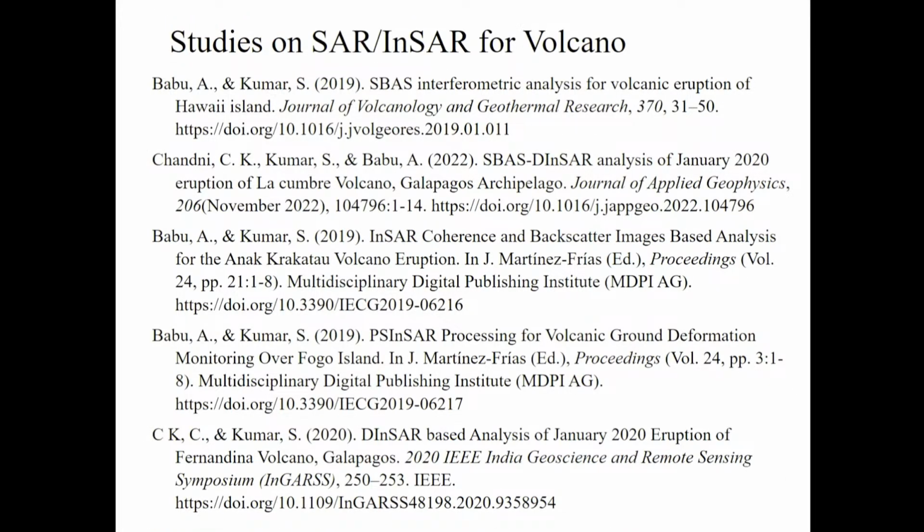Now these are a few studies which we carried out: SBAS-based interferometric analysis for the volcanic eruption of Hawaii Island, then SBAS and InSAR analysis of the January 2020 eruption of the La Cumbre volcano, InSAR coherence and backscatter based analysis of the Anak Krakatau volcano, PSInSAR processing for volcanic ground deformation monitoring over Fogo Island, and DInSAR based analysis of the January 2022 eruption of the Fernandina volcano, Galapagos. So these studies are available from our team.